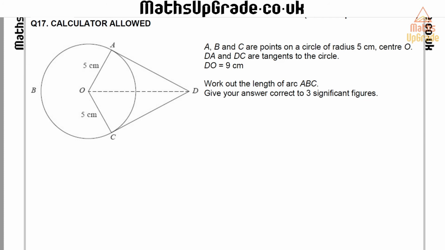Question 17. A, B and C are points on a circle of radius 5 centimeters and center O. DA and DC are tangents to the circle. So these are tangents to the circle here. And DO equals 9 centimeters, but that's not labelled on the diagram, so I'm going to write that on the diagram in a minute.